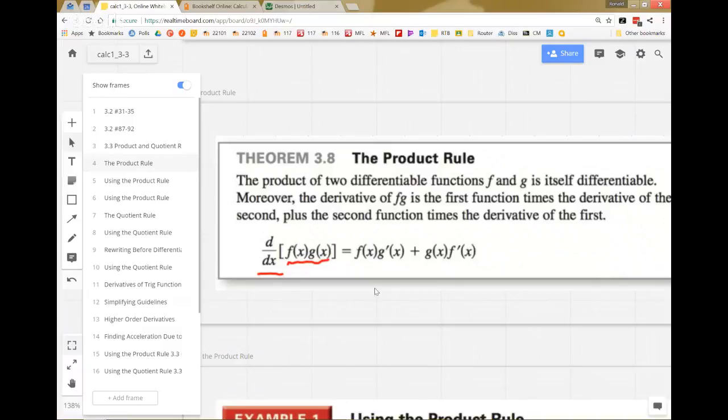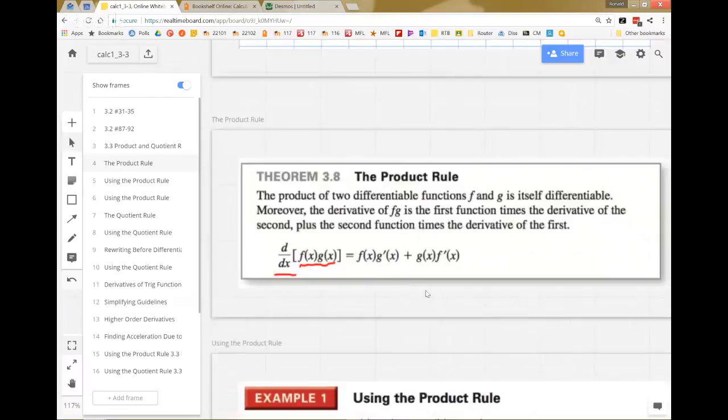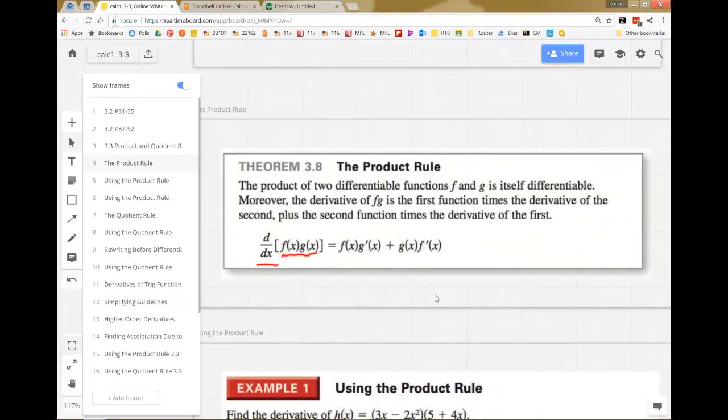So here's the rule. Take the first function times the derivative of the second plus the second times the derivative of the first. And this is a rule that you're going to have to memorize. So one more time. To take the derivative of the product of two functions, take the first function times the derivative of the second plus the second times the derivative of the first.